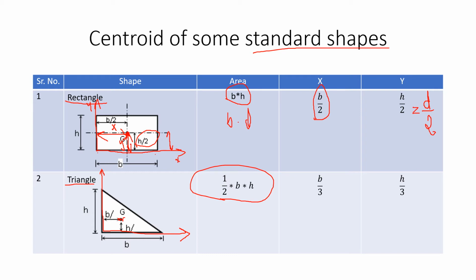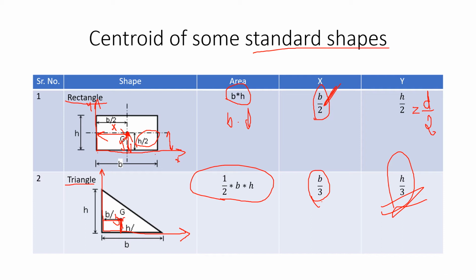Now look at its CG. The distance of CG to the y-axis, this horizontal distance, is representing what? X. It's equal to b by 3. So b by 3 is the x distance of the triangle. Similarly h by 3, I'm talking about this vertical distance starting from CG all the way to the x-axis. This distance is represented by h by 3. So basically x and y represent the location of CG with respect to the centroidal x and y axes.